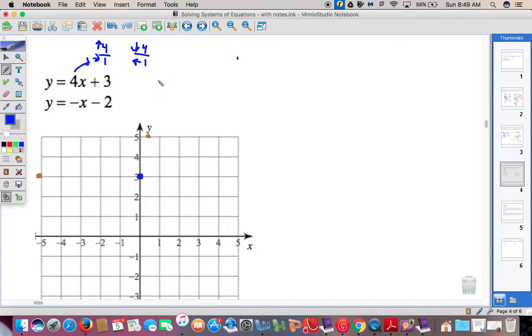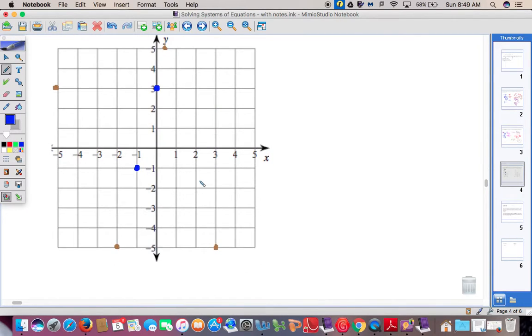Remember, we're reversing both directions. So if I do that, I'm going to go down 4, 1, 2, 3, 4, and to the left 1. And I would put a dot right there, and then I'm going to go down 4 again, 1, 2, 3, 4, and to the left 1. So I will have an ordered pair right here. So if I want to graph this line, I'm going to draw a line through these ordered pairs, and it would look something very similar to this.